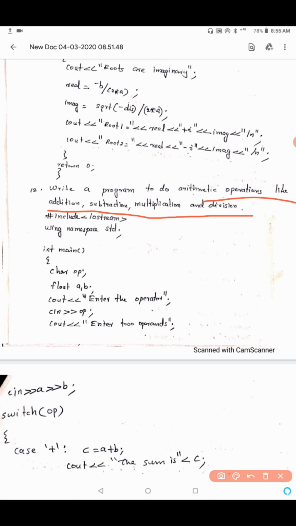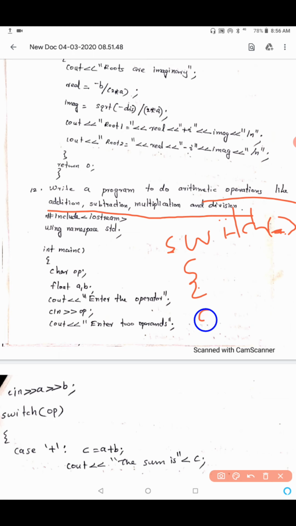So there are 4 different choices. If there are 4 different choices, we can use the switch construct. How is the switch construct? The syntax is switch, then within brackets you write which variable you want to switch. Switch means which variable value we are going to check with different cases, and then we have to open the bracket.